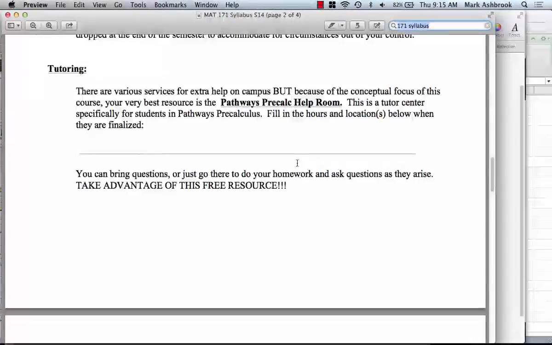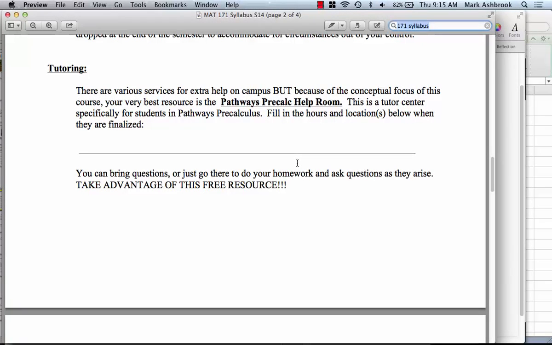We're working on location and hours for a Pathways Pre-Calculus help room, so there may be opportunities for you to get tutoring all around campus. This is the best because we're doing our best to train the tutors in this curriculum, which, as you're finding out very quickly, is really different than maybe some of the math classes you've had in the past.